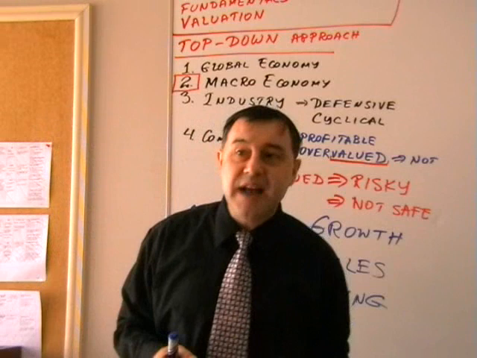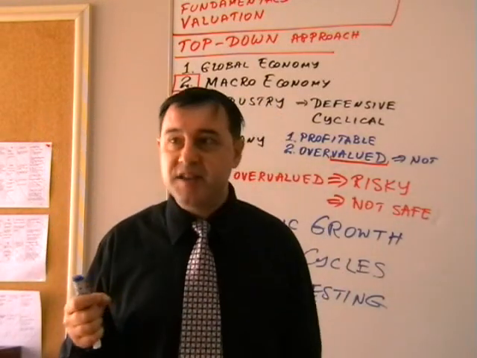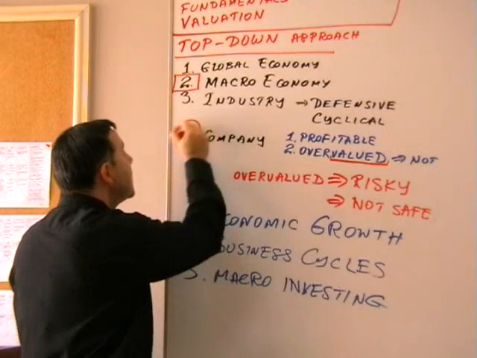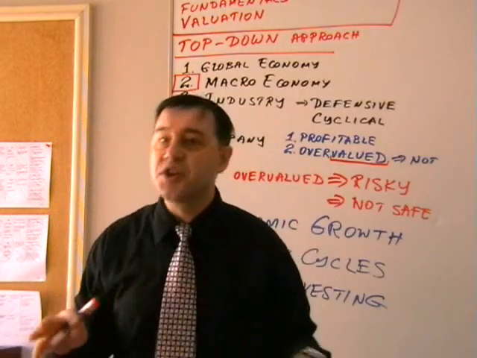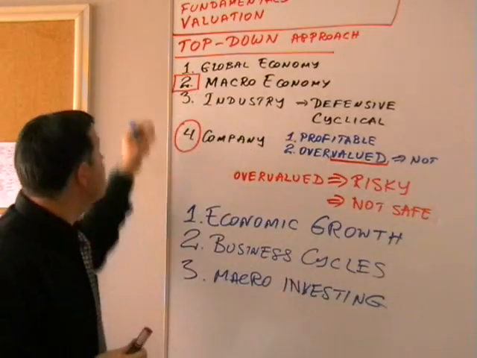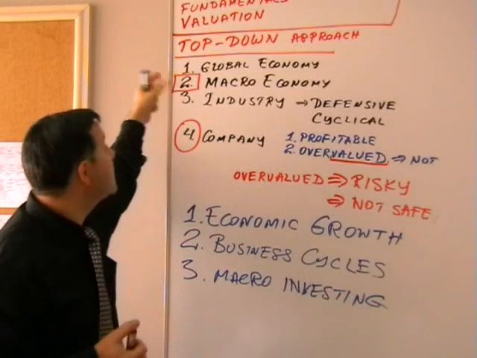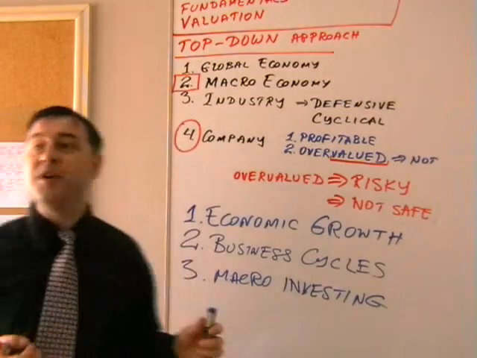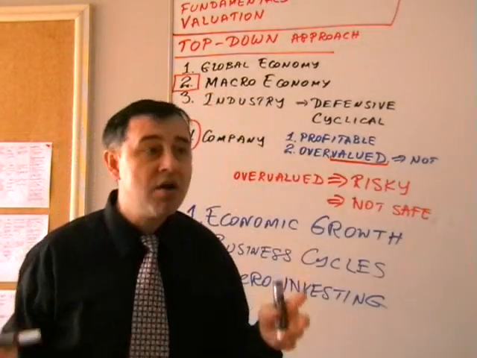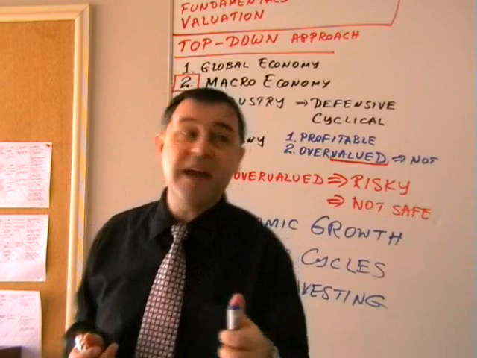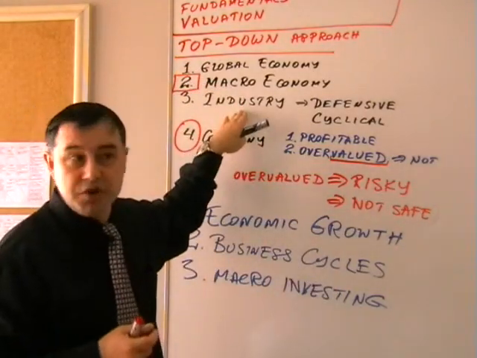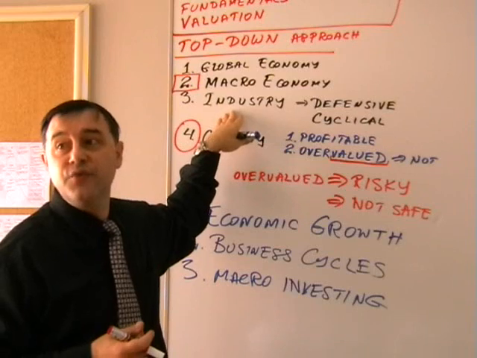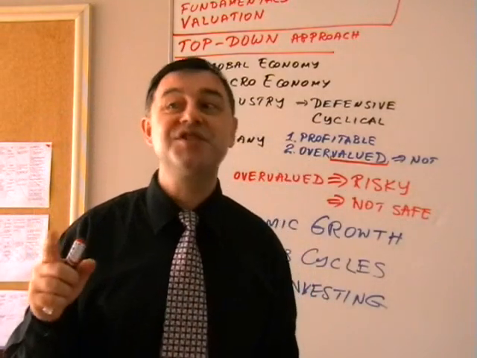Now, it turns out that from a Wall Street perspective, Wall Street will have you believe, and the textbook will have you believe, that the most important part is company analysis. And this is certainly totally wrong. The most important part for successful investing is getting the macro analysis right. You may get the company right, but if you get the macro picture wrong, you're likely going to fail in your investments. You may get the industry right, but if the macro economy is a disaster, your investments will likely fail. The opposite, however, is true.